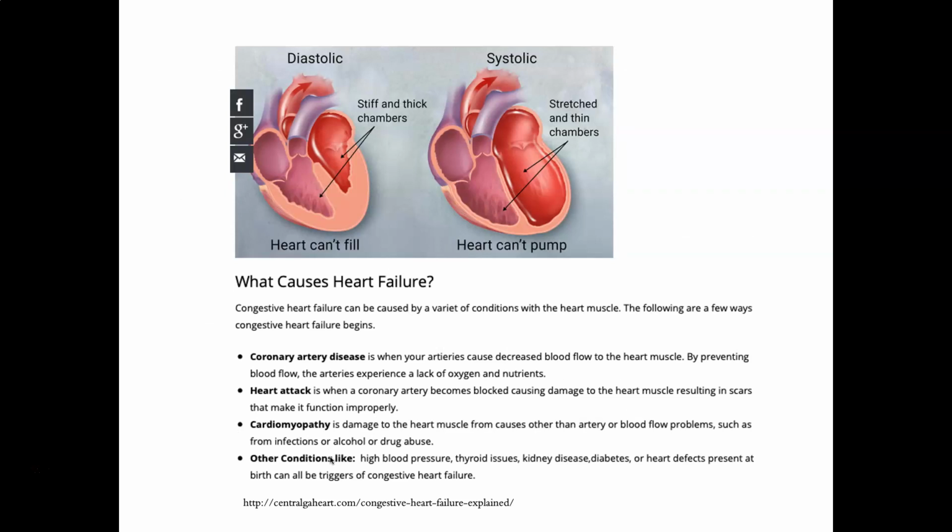This next visual is the two types of congestive heart disease or congestive heart failure. If it is left heart, it is diastolic. You have stiff and thick chambers, the heart can't fill. If it is right-sided heart disease, it's systolic. You have stretched and thin chambers, the heart can't pump. These are the two types of heart failure, okay, that you need to understand.